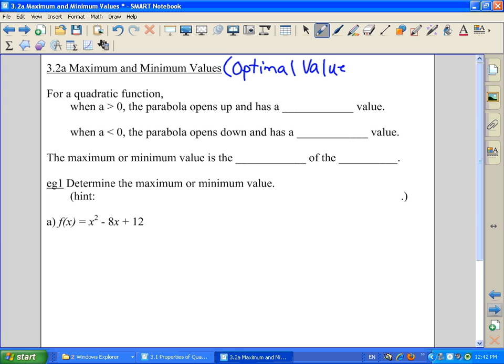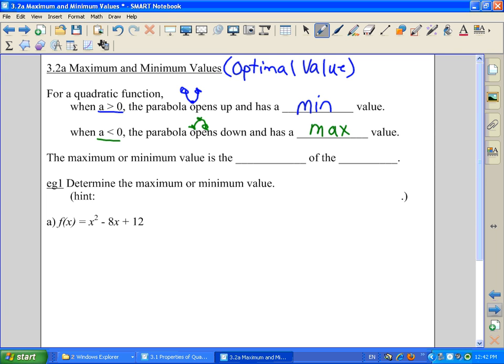Taking a look at a quadratic function, if a is greater than 0, the parabola opens up. And that means what do we have at the bottom? A minimum or maximum? We have a minimum value. Whereas if a is less than 0 or negative, that means it opens down. And if it opens down, at our vertex we have a maximum value.